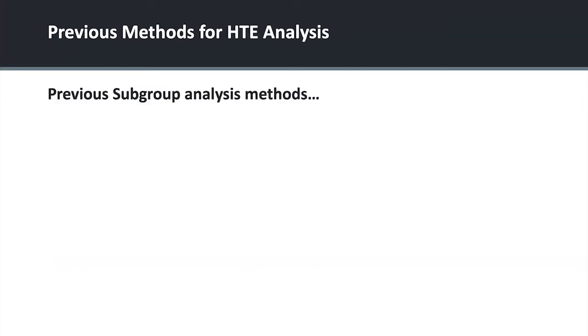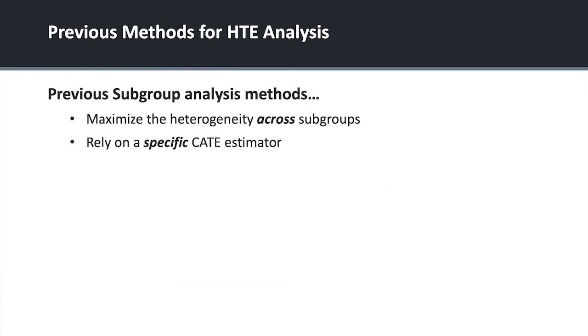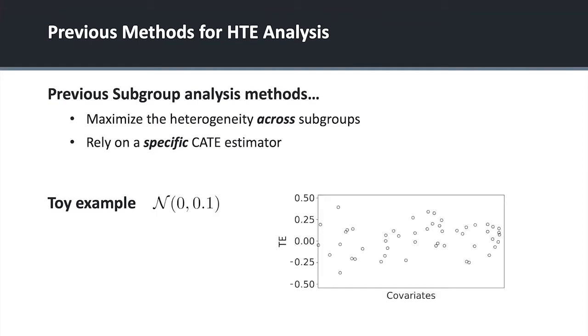In previous HTE analysis methods, subgroups are identified by maximizing the heterogeneities across subgroups. They often rely on a specific CATE estimator, conditional average treatment effect estimator, decision tree. Suppose the true treatment effect is generated by a Gaussian distribution with zero mean and standard deviation 0.1. Clearly, there are no subgroups.